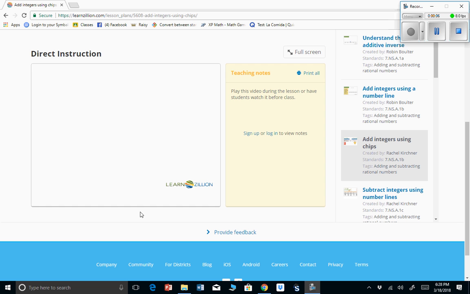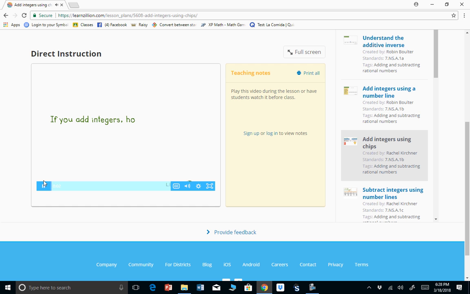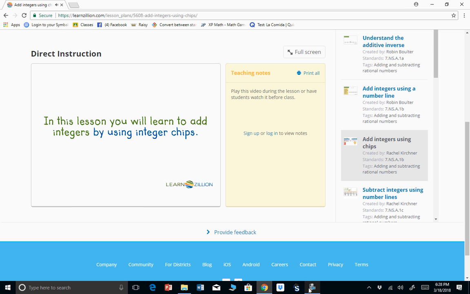Lesson 9-4 for 6th grade math, adding integers. If you add integers, how can you predict if the sum will be positive or negative? For example, 3 plus negative 5. In this lesson, you will learn to add integers by using integer chips.